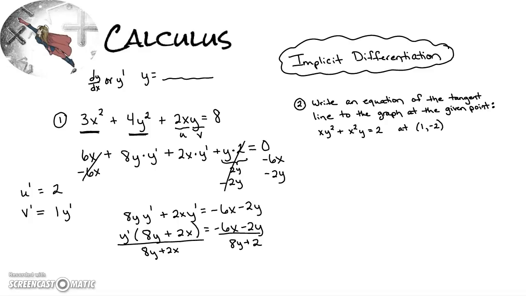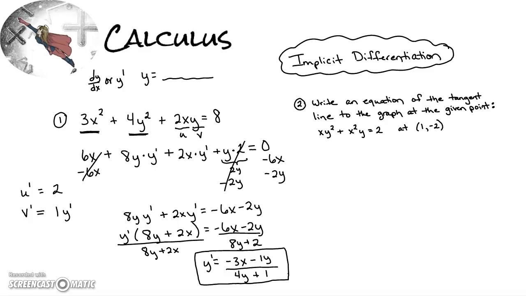And that's basically my answer, but I'm noticing that every term can be divided by 2, just like reducing. So my y prime, if I divide each and every term by 2, is going to become negative 3x minus 1y over 4y plus 1. Okay, always remember, if you divide a number by itself, it's 1, not 0. So many times I see people just leaving off the number, not even writing the 1. So this will be a final answer for problem number 1.